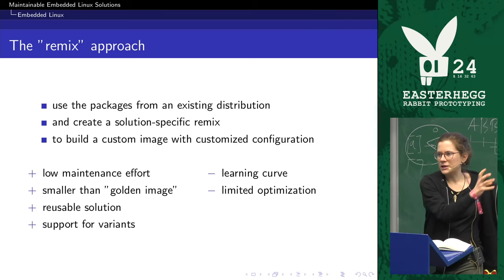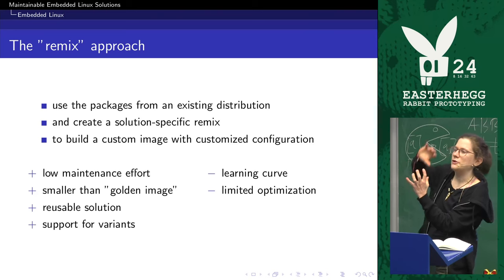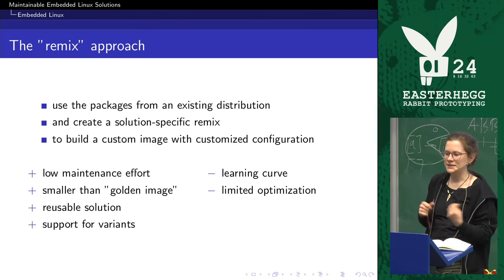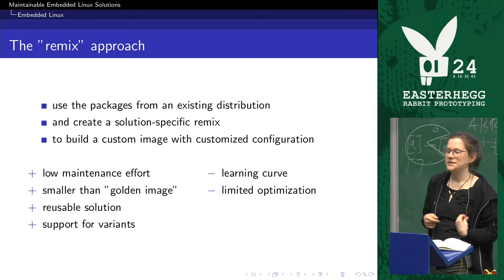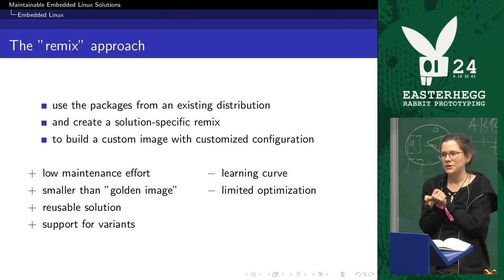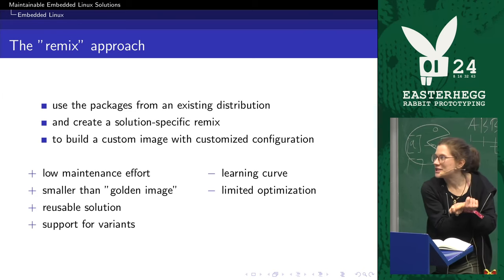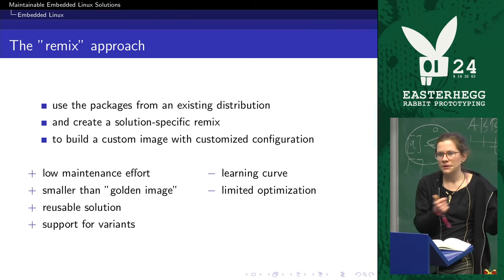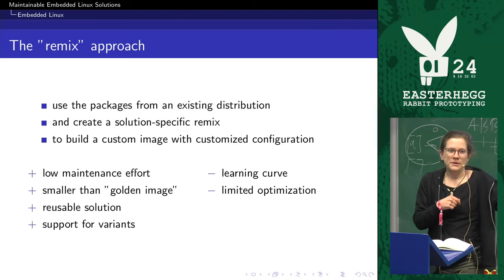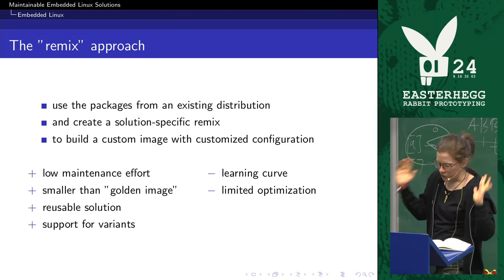So we're using the packages, but the combination and the configuration, we will define ourselves. And with this, we will build a custom image with our own configuration. So the maintenance effort is basically done again by the maintainer of the packages. So for example, could be Debian, could be also, maybe you're using RPM packages, so it will be Red Hat and so on, whatever you choose.